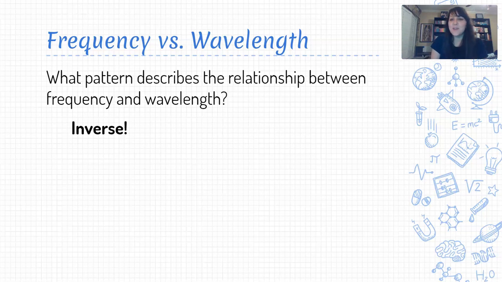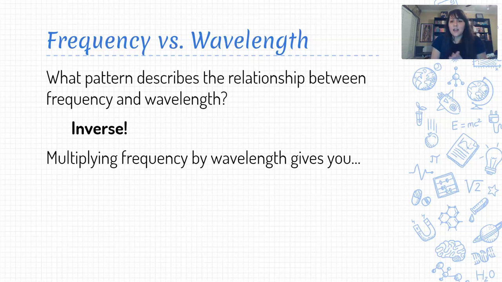Once again here, we see an inverse relationship, that as frequency goes up, wavelength goes down by the same factor, or vice versa. Now, I asked you to try for each row of your data table multiplying the frequency times the wavelength, and you should have found an interesting pattern emerging as you did that. What did the frequency times the wavelength always equal?